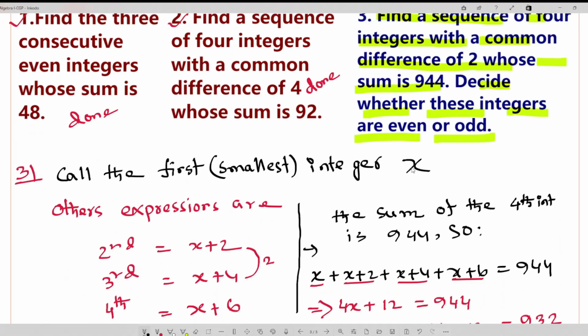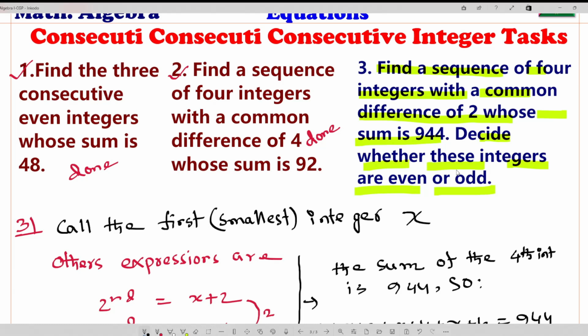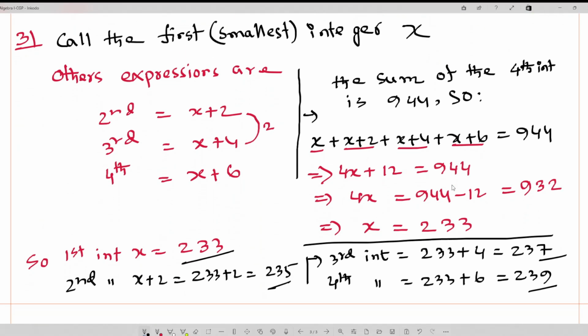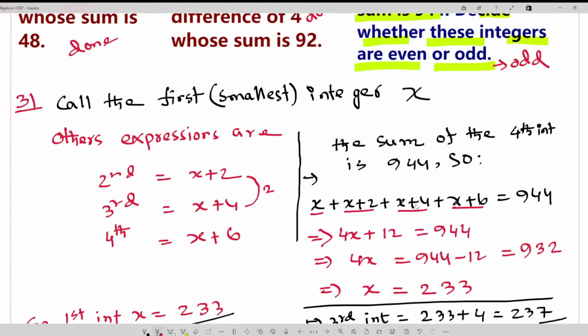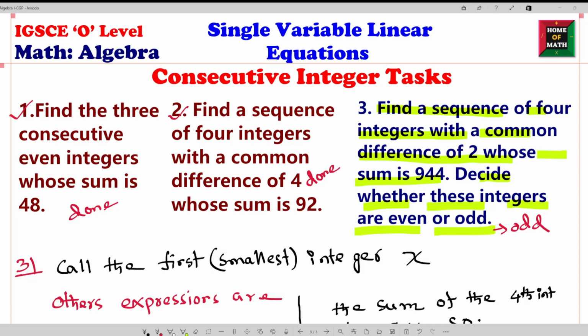Now look, here is another point, whether these integers are even or odd. Look, all the numbers are odd. So our answer is, whether these integers are even or odd, it's odd, and the integers are like this.